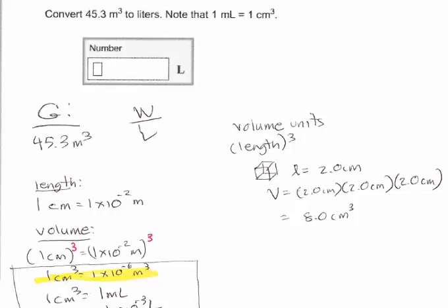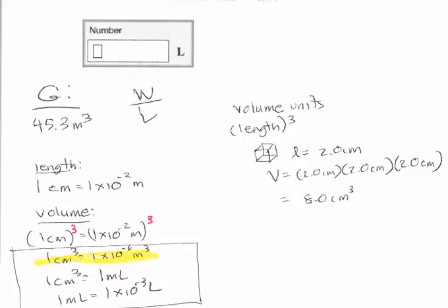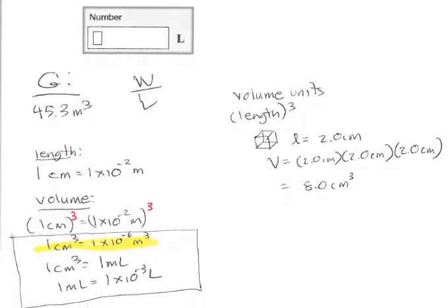Now I'm going to use the typical way that I've taught to solve this dimensional analysis problem. I'm going to write down my given, which is 45.3 meter cubed. I'm going to write down the unit that I want, which is liter. And then I'm going to do a 2-unit check. So here, centimeter cubed is equal to 1 times 10 to the minus 6 meter cubed. I have centimeter cubed and meter cubed. So I have 2 units of meter cubed.